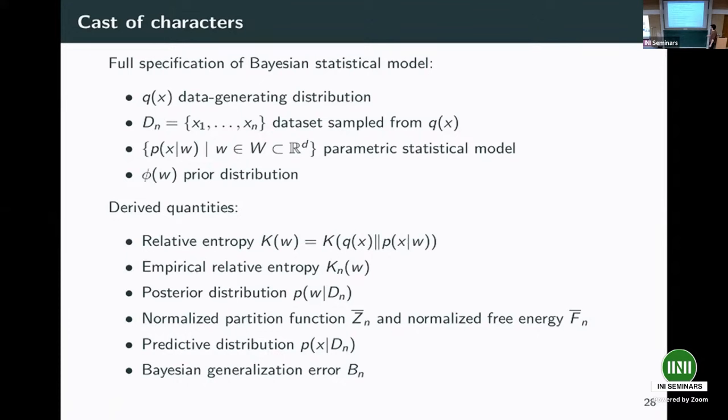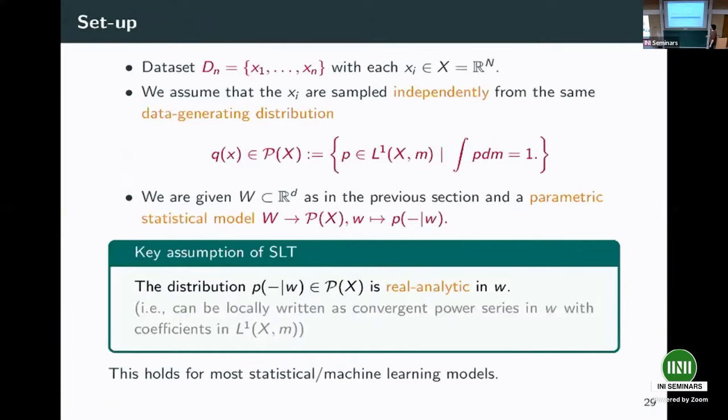Then, if we want to make predictions, we need a probability distribution on the space where the data points live. And so this is going to be this predictive distribution. And finally, we're going to have one measure of how well the model is generalizing to new data, which is Bayesian generalization. Okay. You'll see in two or three slides.